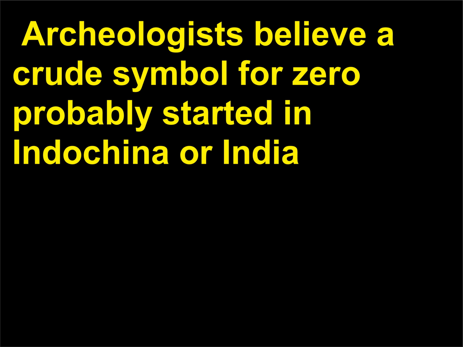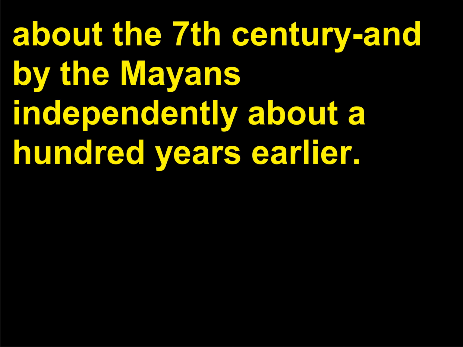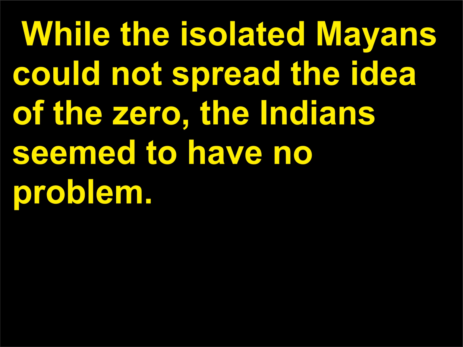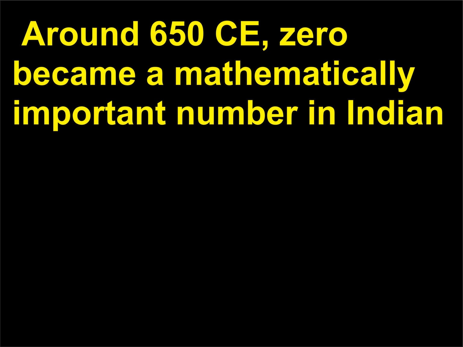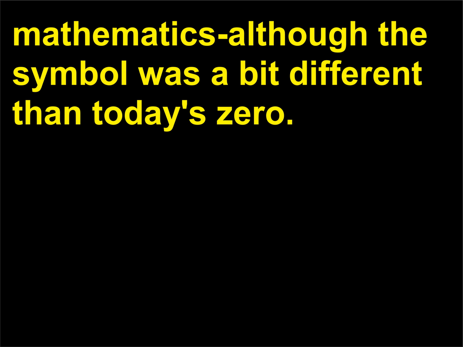Archaeologists believe a crude symbol for zero probably started in Indochina or India about the 7th century, and by the Mayans independently about 100 years earlier. While the isolated Mayans could not spread the idea of the zero, the Indians seemed to have no problem. Around 650 CE, zero became a mathematically important number in Indian mathematics, although the symbol was a bit different than today's zero.